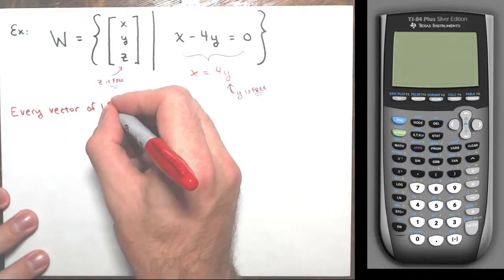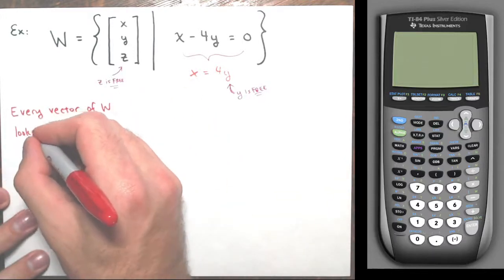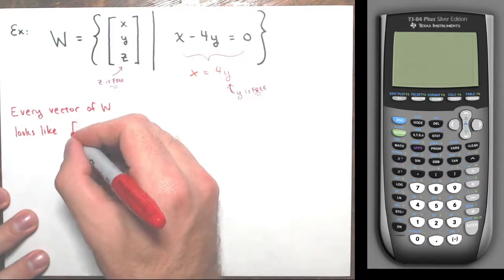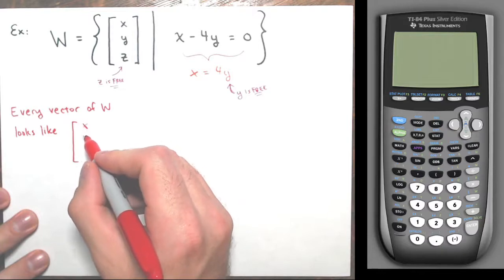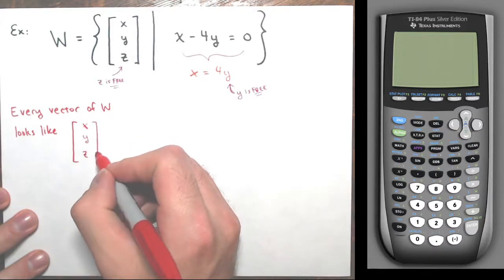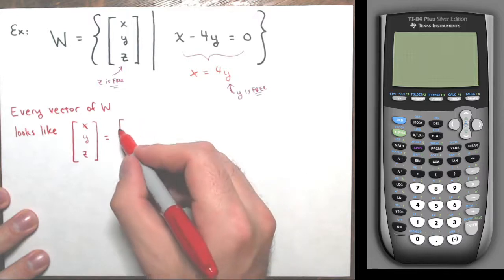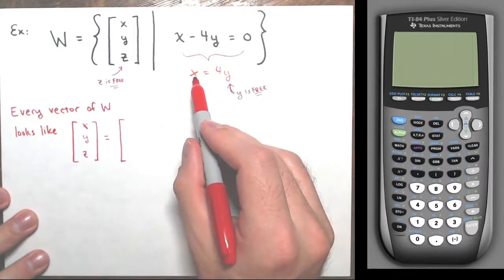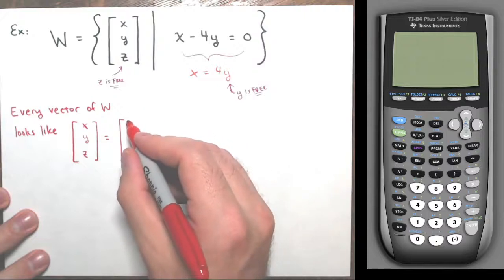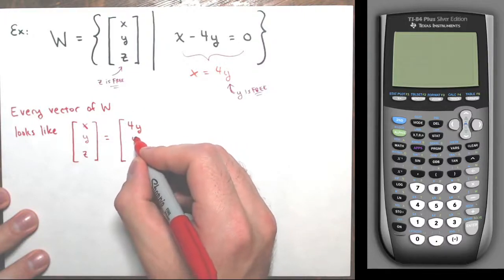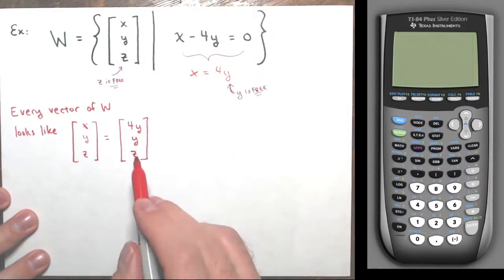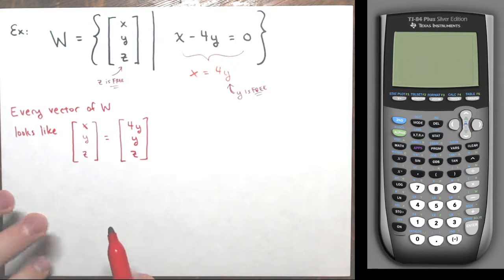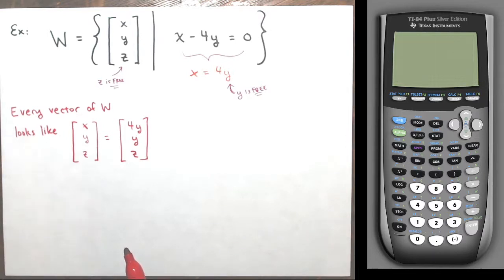Every vector of W looks like the following. You have a three component vector with first component X, second component Y, third component Z. And I mentioned before that the first component has to be 4 times the second. So I'm going to replace X, that first component, with 4 times Y. And again, Z down there doesn't change. So you see how the vector now has 2 variables in it instead of 1? 2 free variables, two letters I can replace with anything I want.